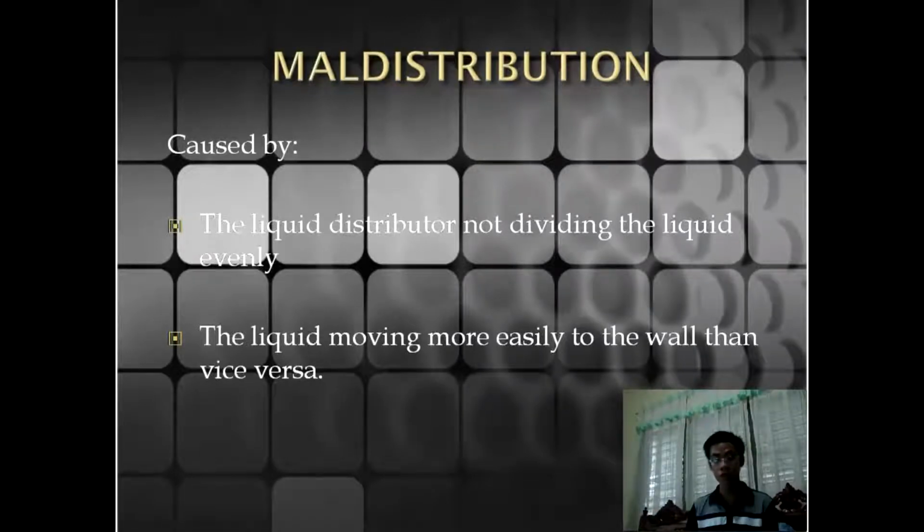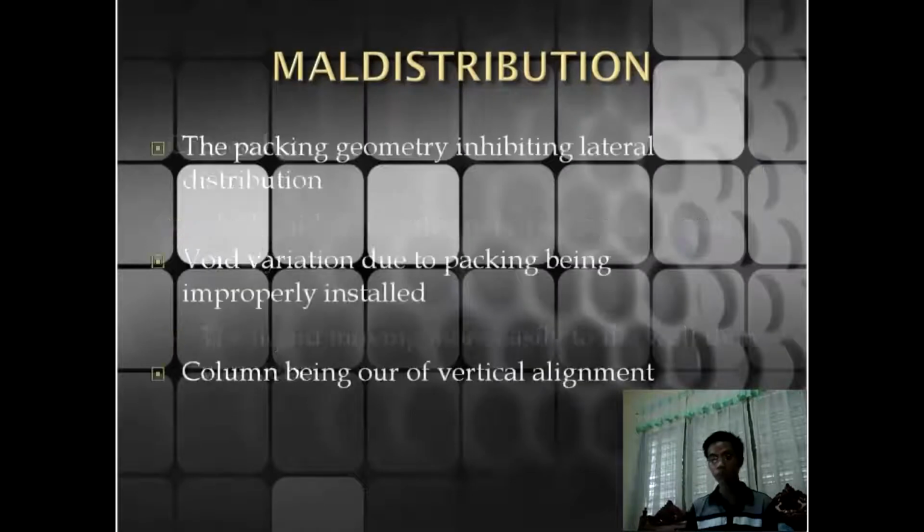Thus, the resultant channeling along the wall may be accentuated by vapor condensing because of column heat losses. Another cause of maldistribution is the packing geometry inhibiting lateral distribution. Void variations due to packing being improperly installed can also cause maldistribution. And then, the alignment with respect to the vertical can also cause maldistribution.